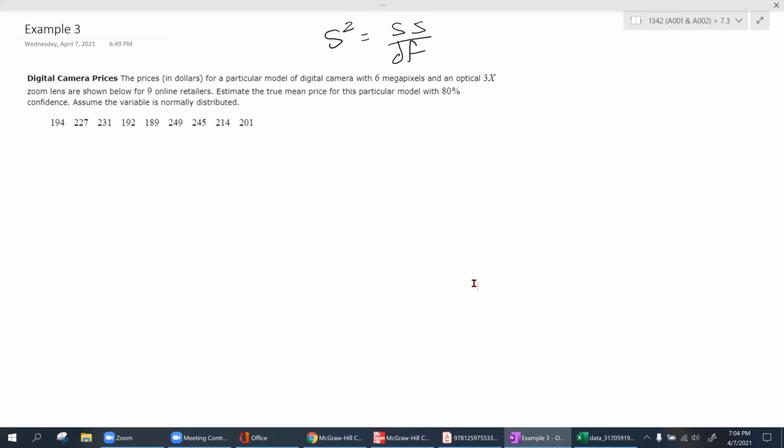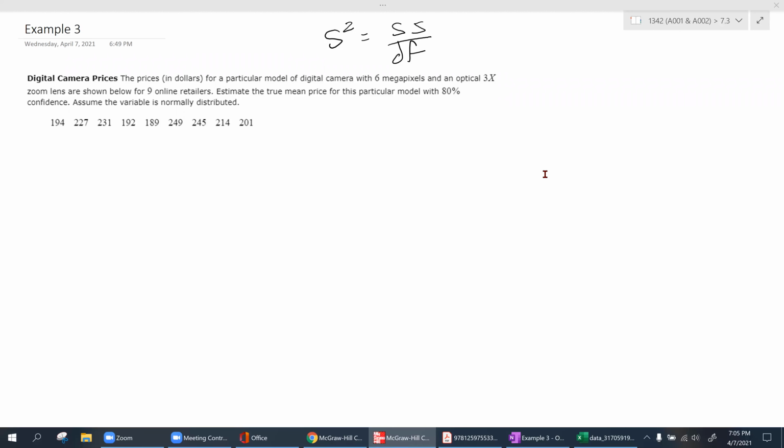For your exam, you're going to be given data just like this, and by hand, you're going to have to find the standard deviation and everything else that's needed to solve the problem. So let's go ahead and get started. The digital camera prices. The prices in dollars for a particular model of digital camera with 6 megapixels and an optical 3x zoom lens are shown below for 3 online retailers. Estimate the true mean price for the particular model with 80% confidence.